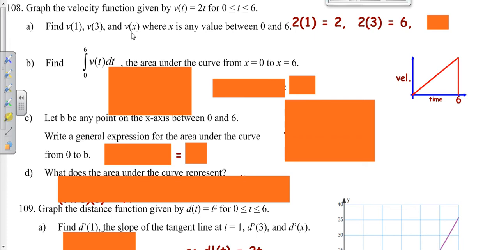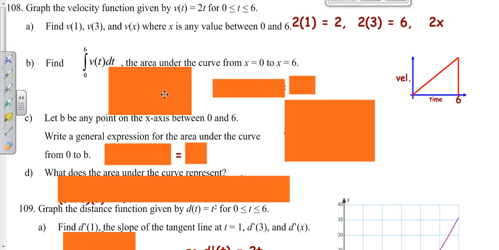And then you're asked to figure it out for x. So if you're x units over, what would be your height? Well, if you're x units over, just like all the other ones, all we have to do is take that and plug it into our function. So we'd have 2 times x. Now, you're asked to go ahead and find the area underneath your curve.